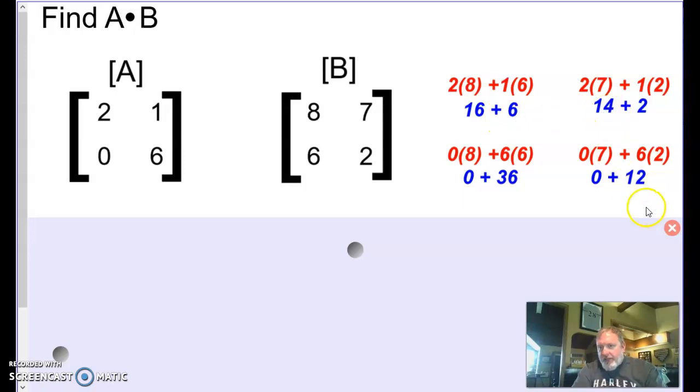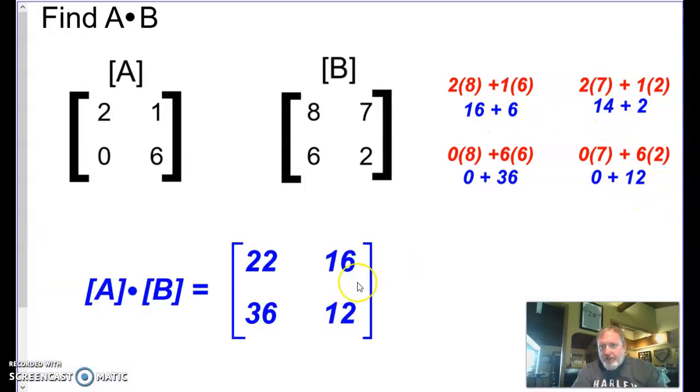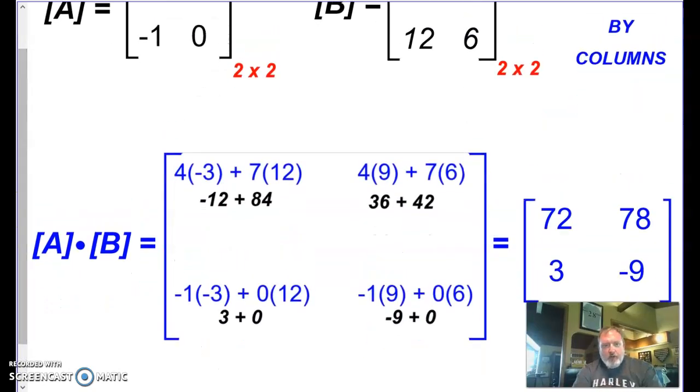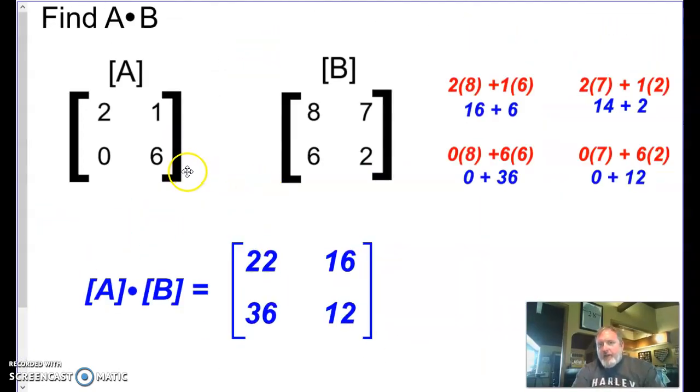And if we simplify here, then we can get right to our answer, which is going to be 22, 16, 36, and 12. So how you organize that, whether you do the work off to the side like that, or if you do the previous slide and actually write it in a matrix like this, and then your answer, that's fine. Either way works. Again, the key, the number of columns in the first one has to equal the number of rows in the second one.